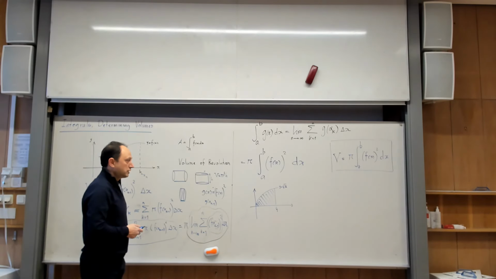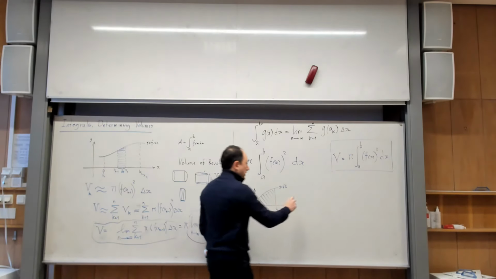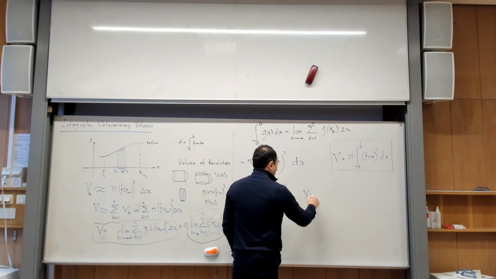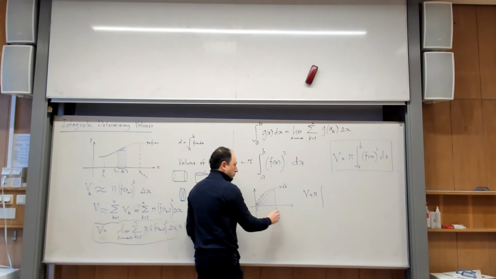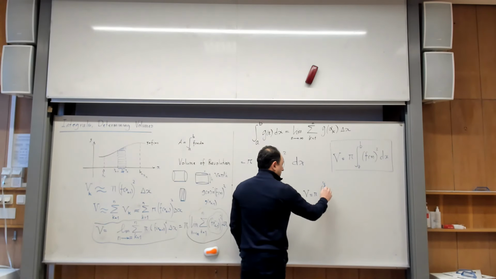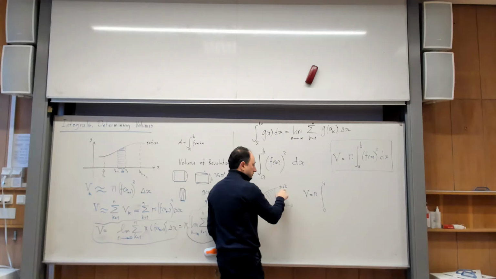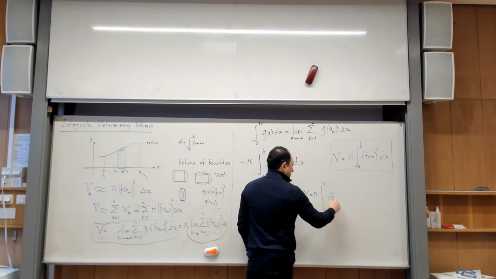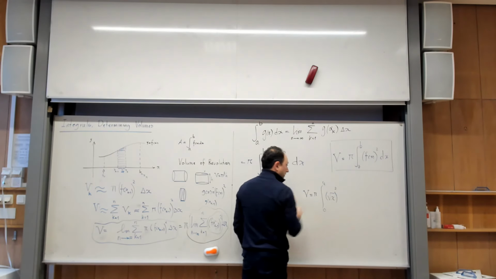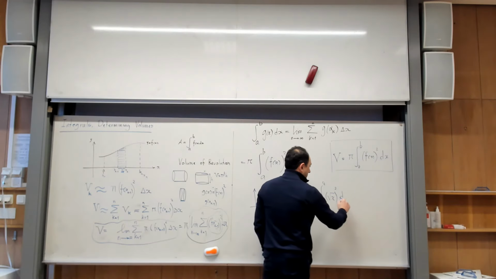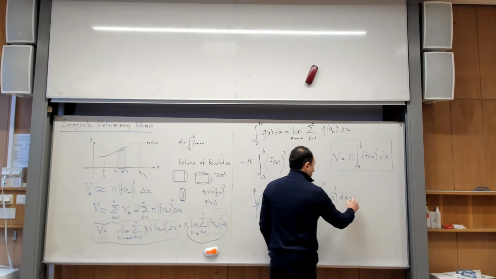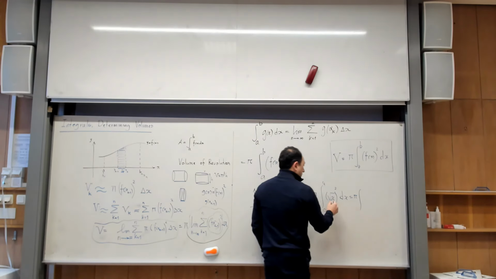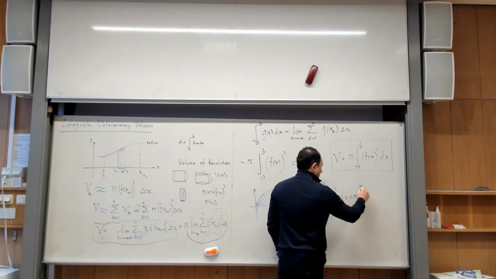So what should I do? According to the formula, I write V equals pi times the integral from 0 to 4. And then I have to write square root of x, but not the function itself. I have to square it, and then dx. And then I have to calculate this very simple integral. Square root of x squared becomes x dx. But this is very simple.